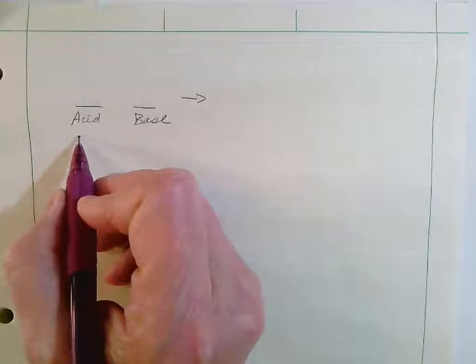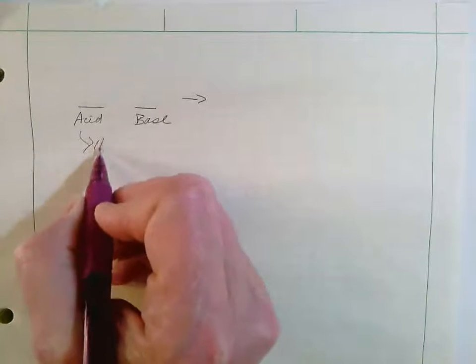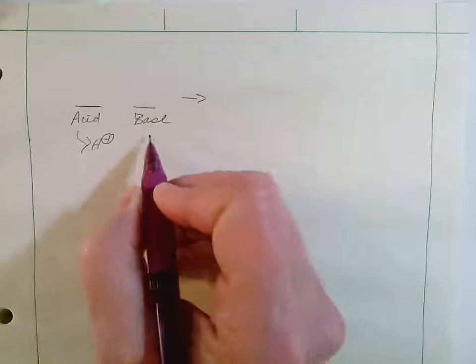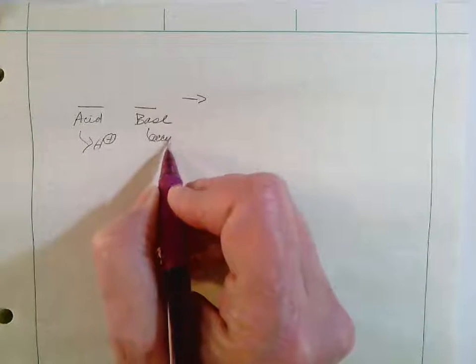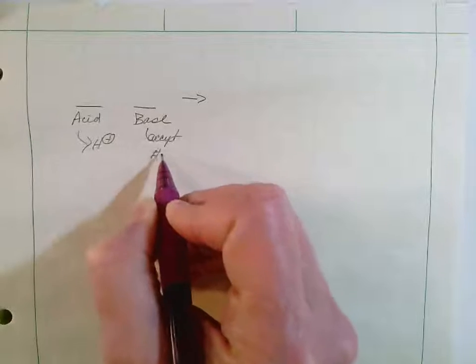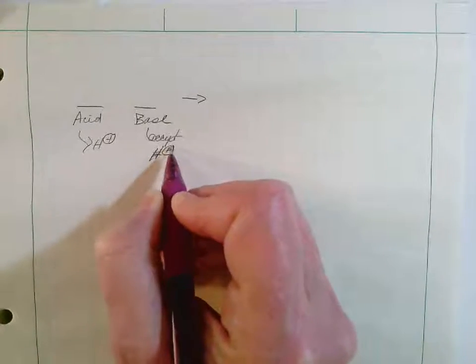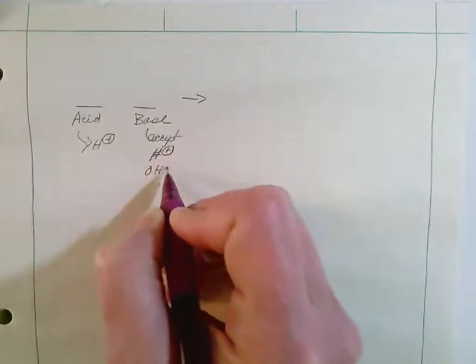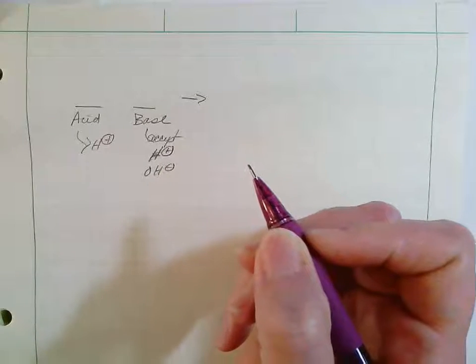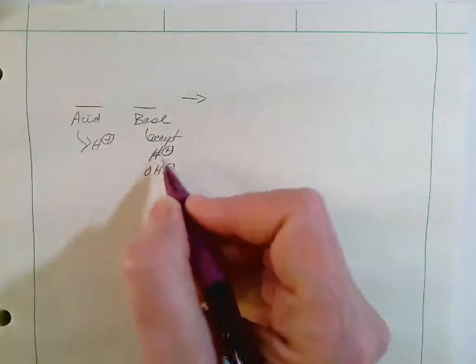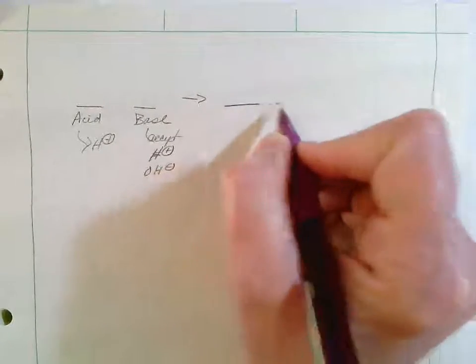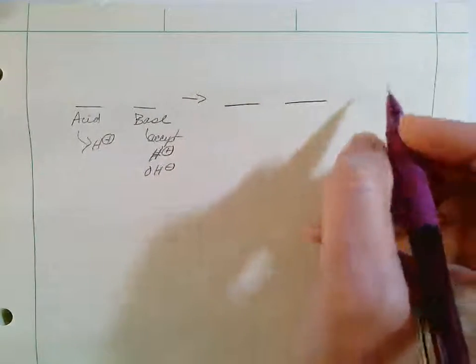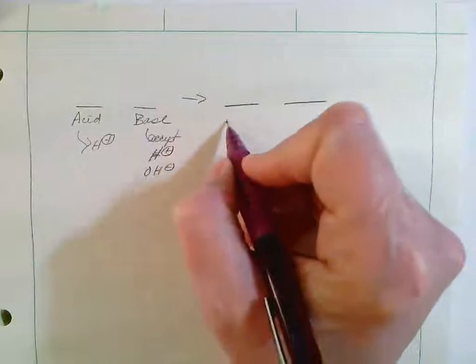An acid has to donate a hydrogen ion into solution, and a base is going to accept a hydrogen ion, or it could donate a hydroxide, which will have the same effect because these two will react to form a molecule of water.